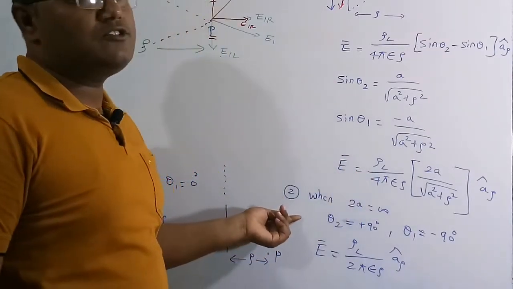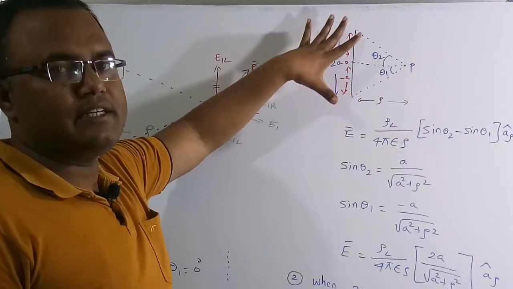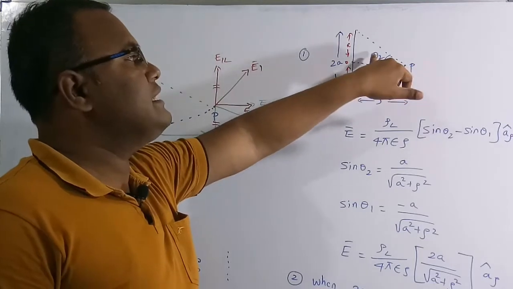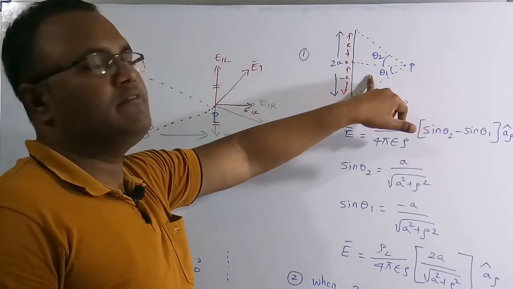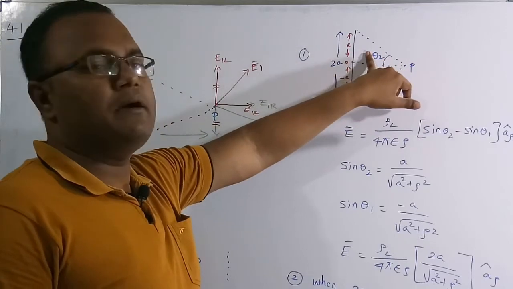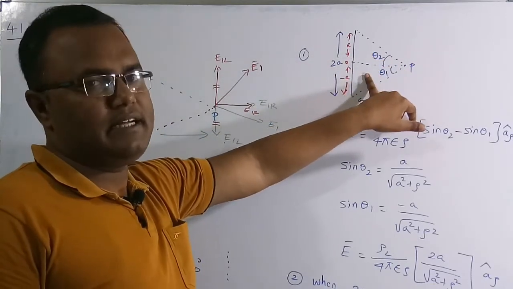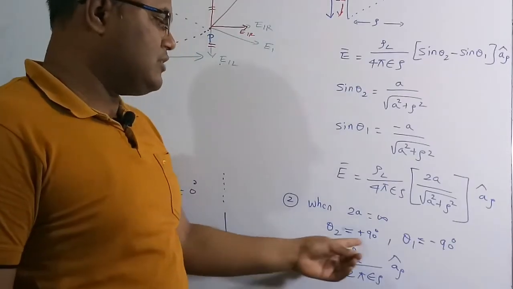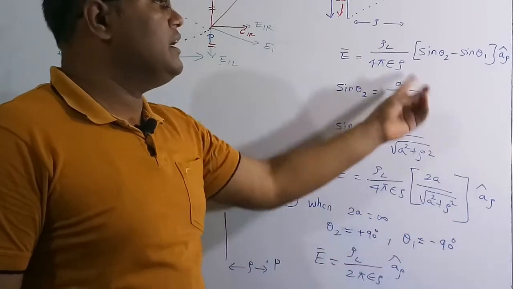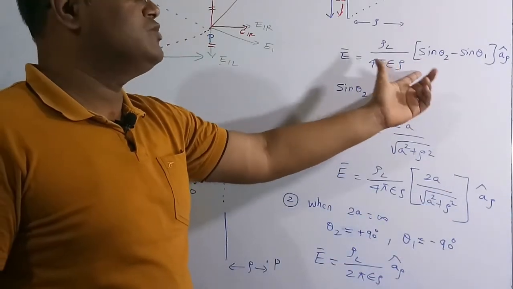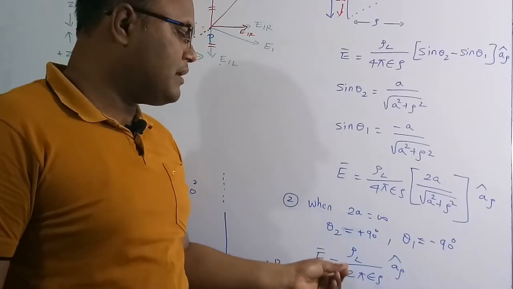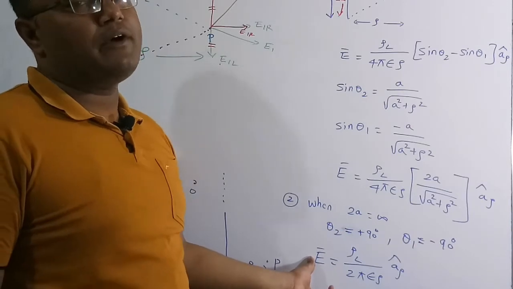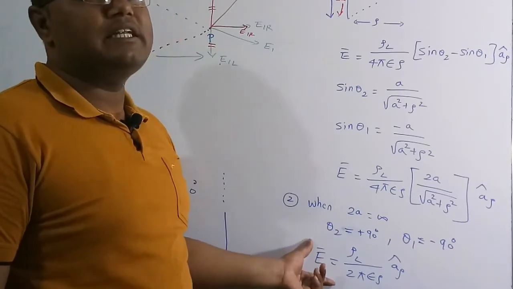Suppose I am going to consider special conditions. If the length is infinite, it means simply we can say 2A is equal to infinity. It means θ2 will become plus 90 degrees and θ1 will become minus 90 degrees. If you substitute these values in this above equation and do the simplification, finally we are going to get E bar is equal to ρL by 2 pi epsilon rho a_ρ cap. So this is the net amount of electric field at any point in space whenever we consider an infinite line charge.